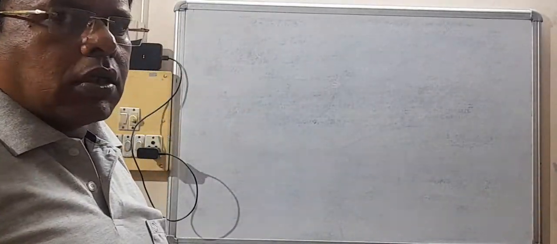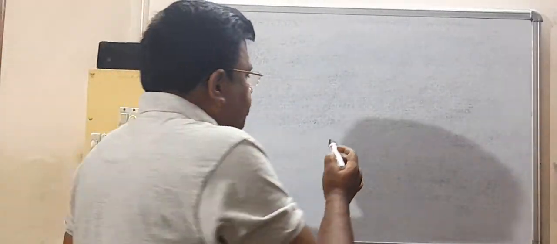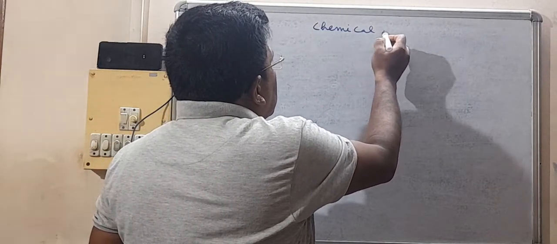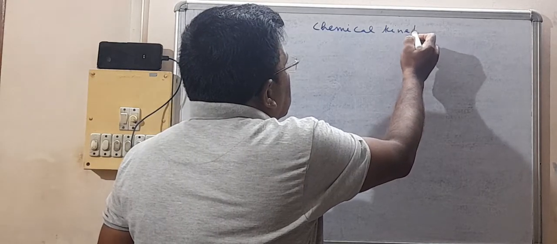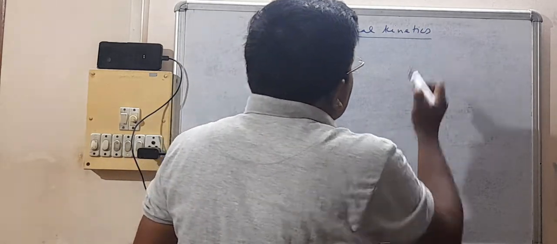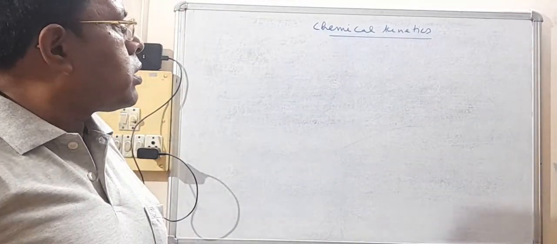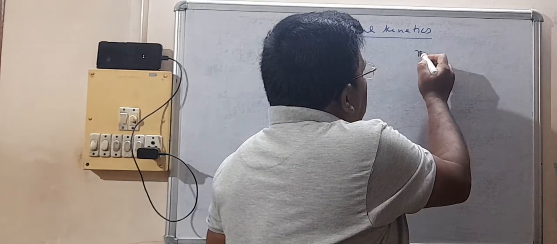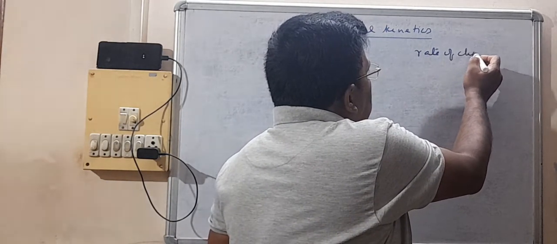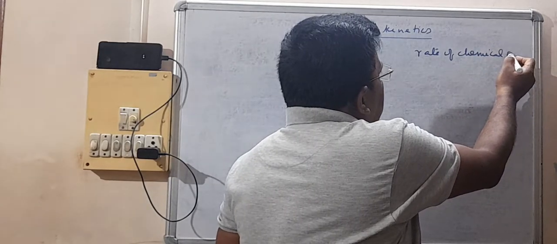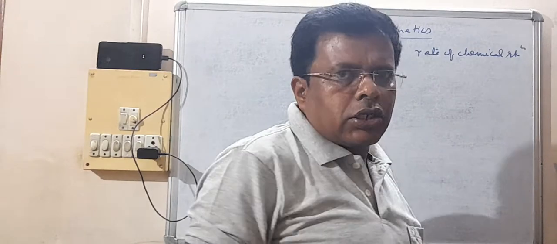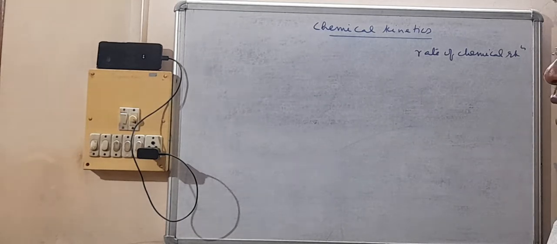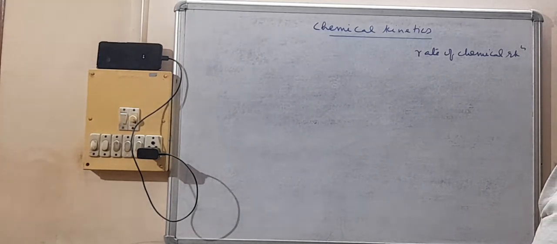Today we are going to start a new chapter, that is chemical kinetics. Now, this chapter deals with the rate of chemical reaction. There are different chemical reactions which take place, and they occur at different rates.